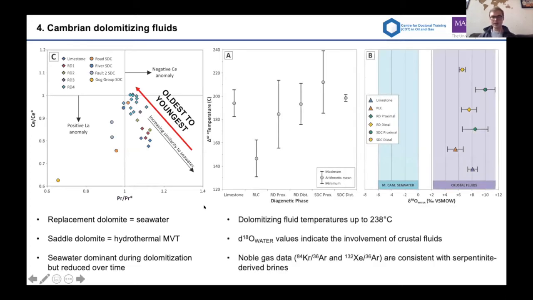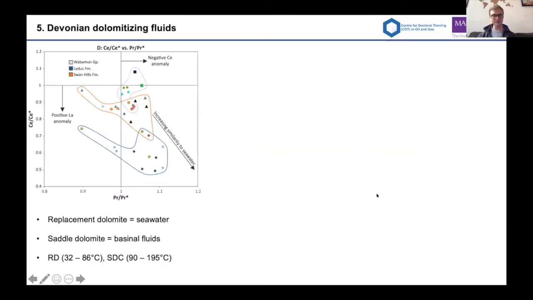Now, additionally, we ran clumped isotopes on these samples, and we have dolomitizing fluid temperatures of up to 238 degrees. Additionally, the delta 18O water values of these phases indicate the involvement of crustal fluids, as shown here, rather than Middle Cambrian seawater, as you possibly expect. And we also ran noble gas analysis on these samples, and the krypton-argon and xenon-argon data are consistent with serpentinite-derived brines.